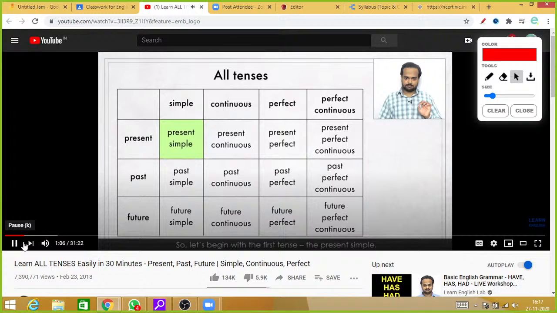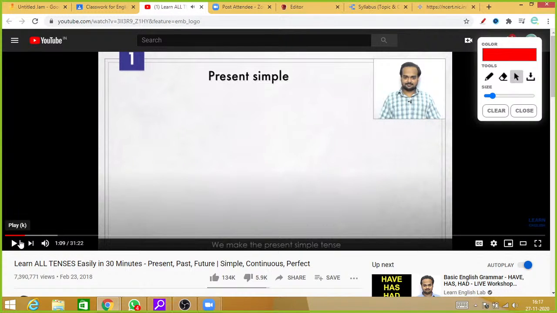So let's begin with the first tense, the present simple. This tense, I think both of you will be able to do very easily. I think you already know this, but let's still revise it. We make the present simple tense with a subject like I, you, we, they, he, she, or it, and a verb in the present or the V1 form.